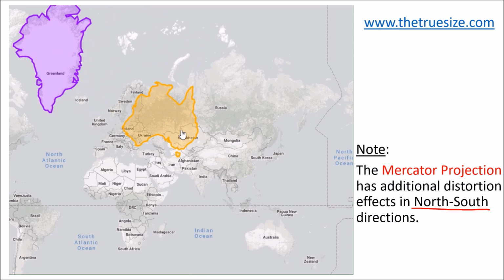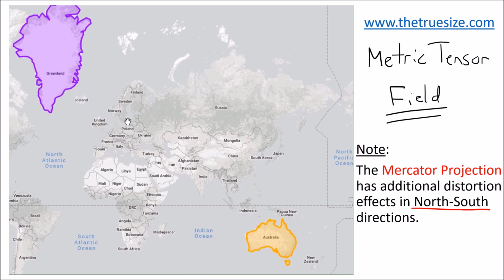So the reason for all this geometric distortion is because the space we're in is curved, and that means that the rules for measuring distance change from place to place. In other words, the metric tensor is changing from place to place. And that means that we have a metric tensor field.